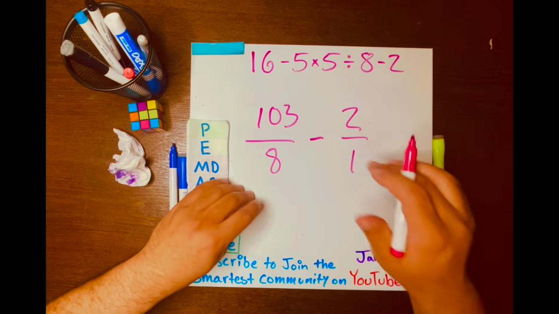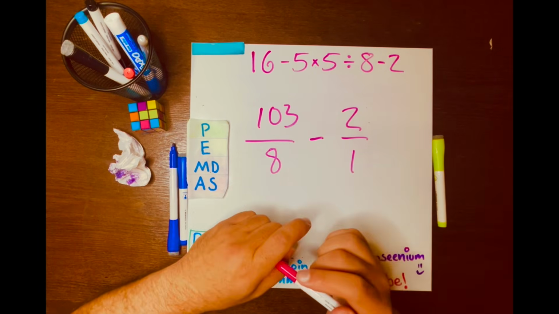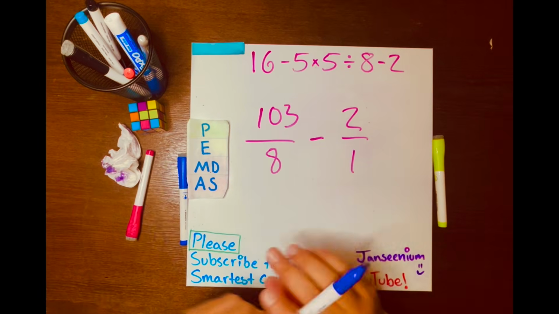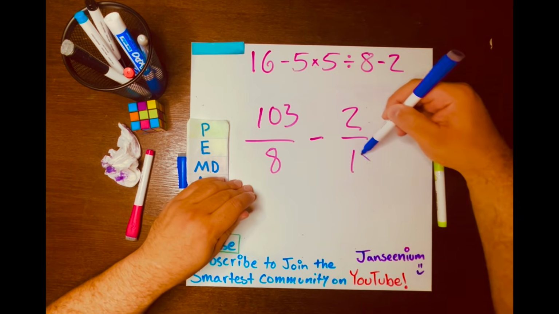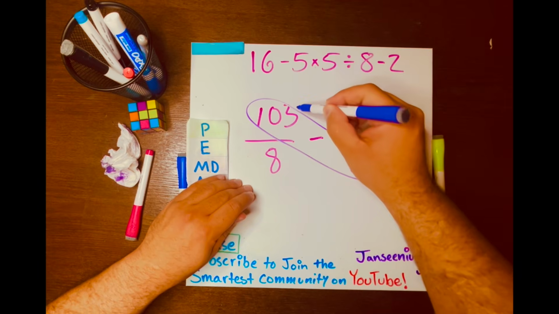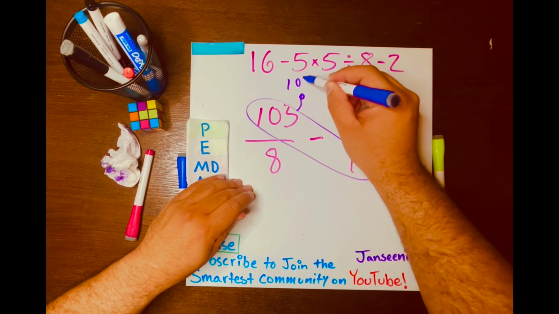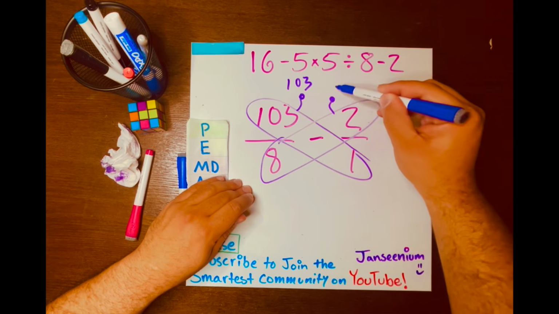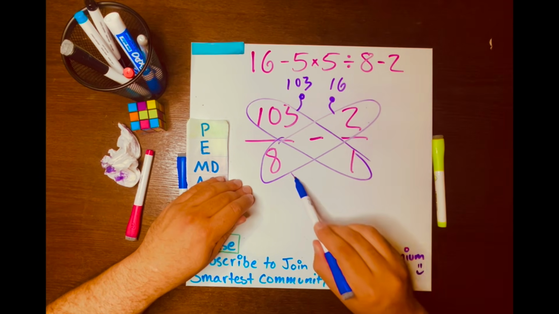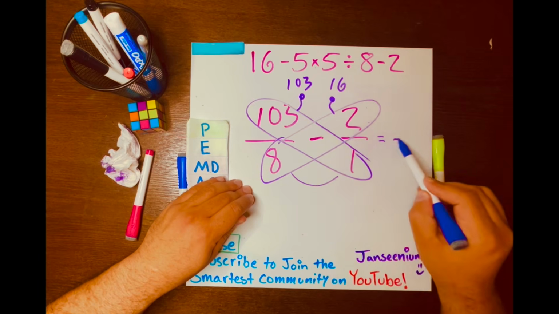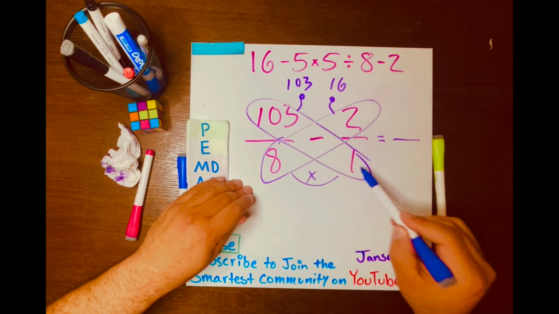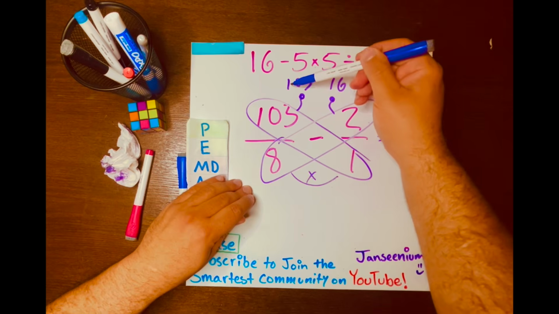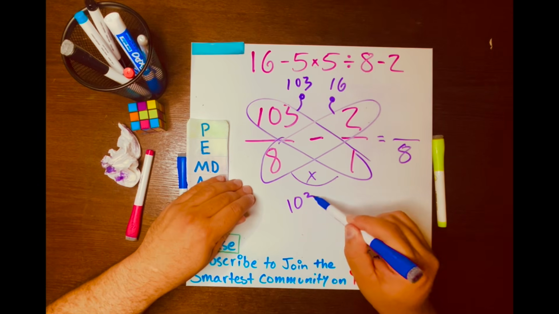Same method because the denominators are different. So I'll use a different color. So 103 times 1 is 103. And then 8 times 2 is 16. And the body gives us the denominator. So 8 times 1 is 8. And then I subtract 103 minus 16.